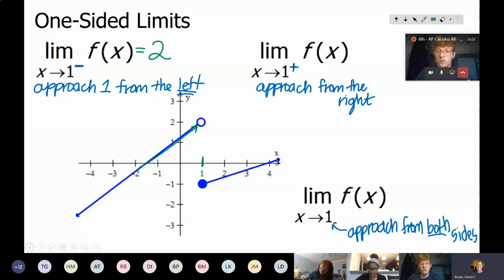Someone else, what are we going to say the limit is equal to as we approach 1 from the right-hand side? -1. -1. So coming in from the right-hand side, it's closed, but it still exists, and it's -1. What do you think we're going to say the answer is when we approach just x approaches 1 without the plus or the minus there?